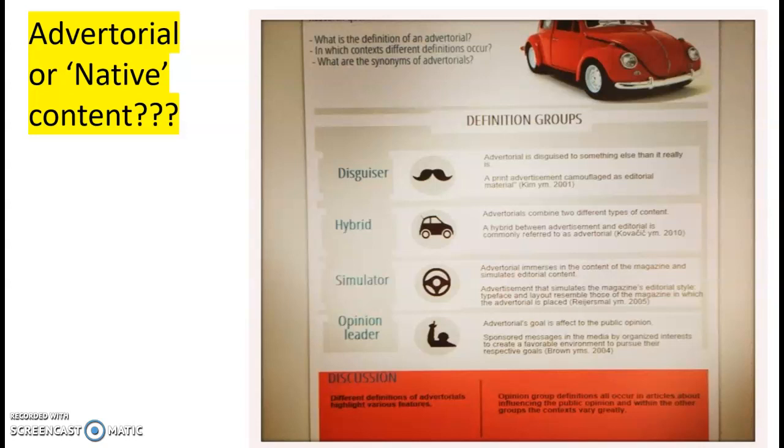The typeface is similar, the layout of the page is similar, the tone is similar. Sometimes it's even created by the magazine's editors or special people who are employed to develop native sort of content that fits in the magazine, but that also advertises the products. These are different kinds of native advertising. Print advertisement camouflaged as editorial is a disguiser, so there are different kinds here.